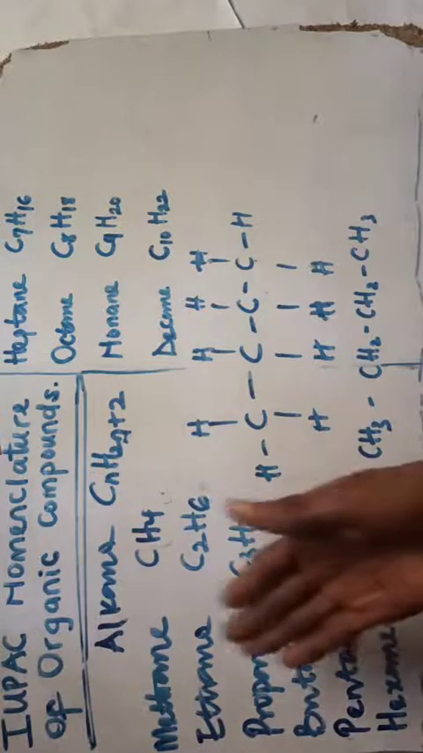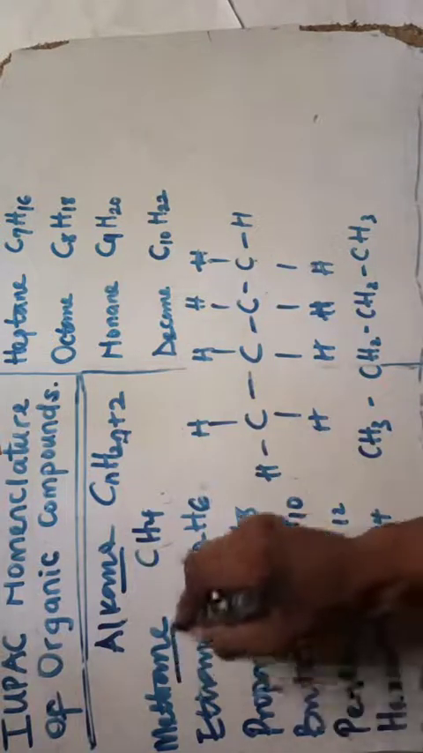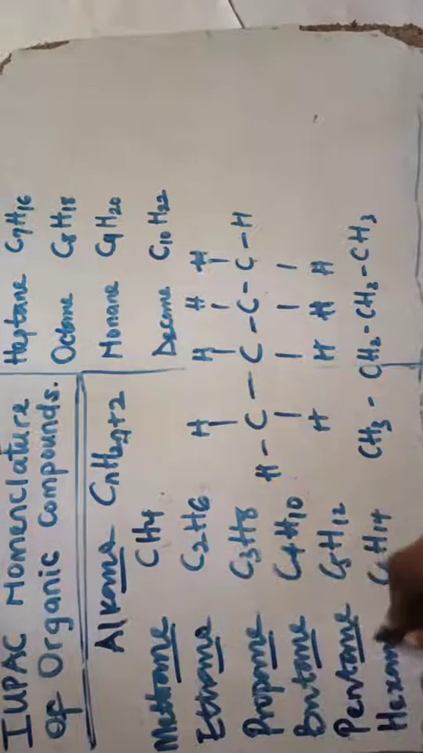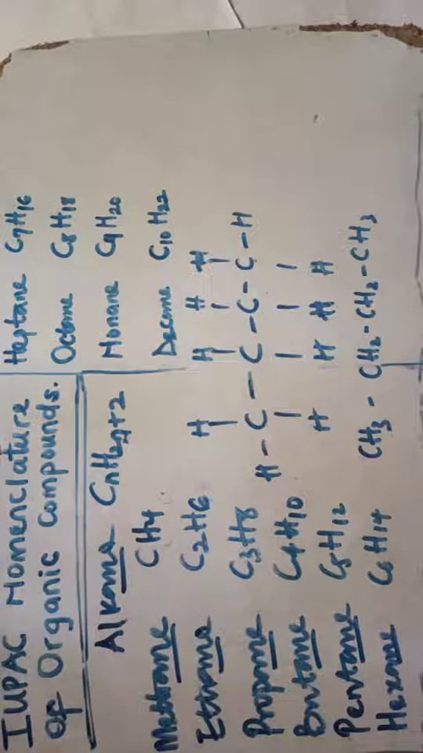You can see methane comes from alkane, the word ane. Here you can notice ane. So this is the alkane series. You can also find alkene and alkyne, and we'll be considering those as well.